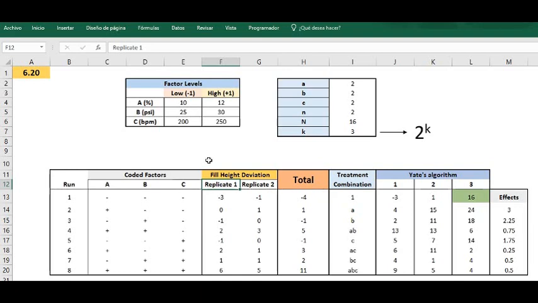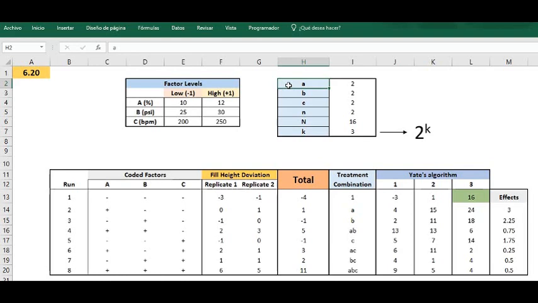These numbers that have the negative sign are because the fill height is below the normal fill, and the ones that have a positive sign, like these two, are because they're above the normal height. These zeros actually are the values that we wanted, because they represent that we don't have a deviation in our fill height. So with this information, this table can be filled.